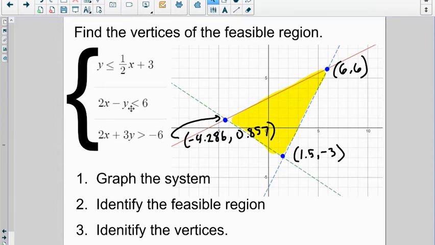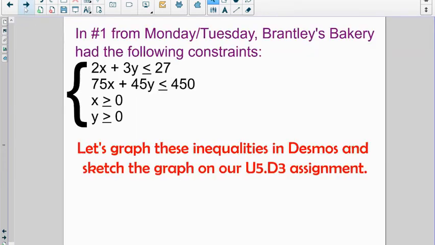So that's just a basic example. And again, next week when we talk about objective functions, the maximum or minimum value that we're looking for in a linear programming problem will always happen at one of those 3 vertices. So those are the important ones.